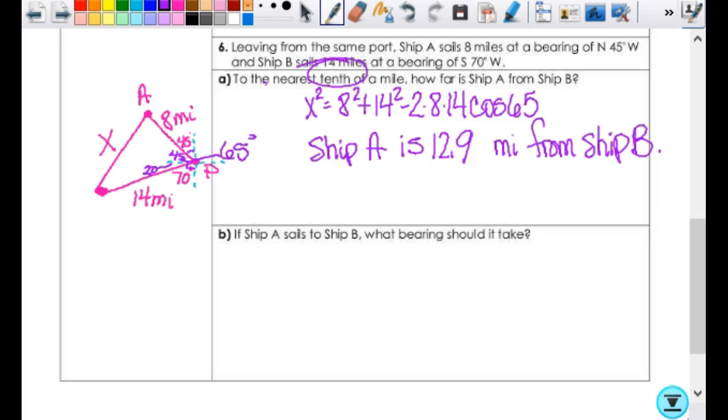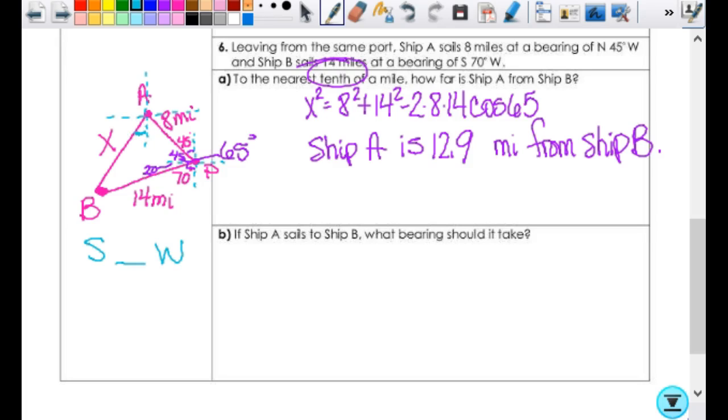All right, so now it says, if ship A sails to ship B, oh, I didn't label my B. This is ship B. If ship A sails to ship B, what bearing should it take? All right, so we got to figure out, first of all, what we're looking for. So ship A is going to sail to ship B. So the bearing is going to come off of this right here, right? So my bearing to get from A to B, it's going to be south something west. Do you agree with that? So it's going to be south something west. I at least know that, and I'm looking for this angle right here.